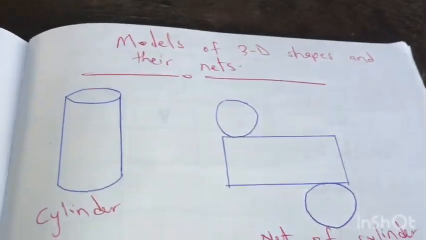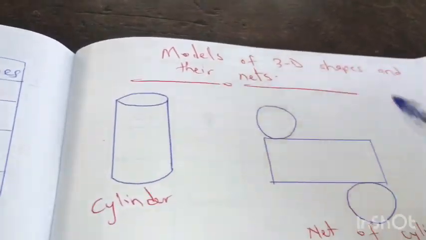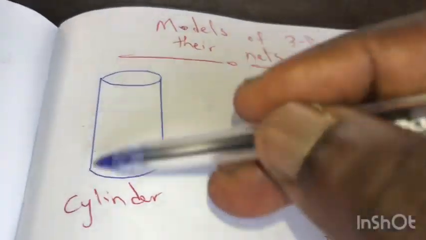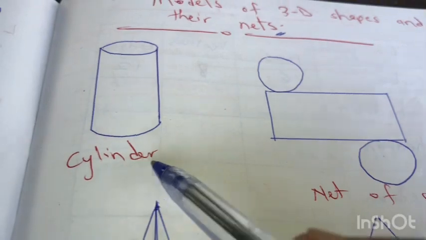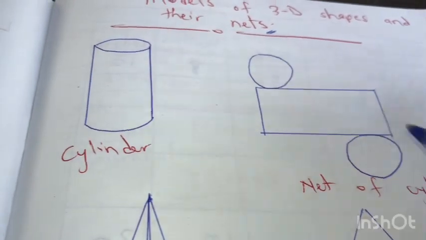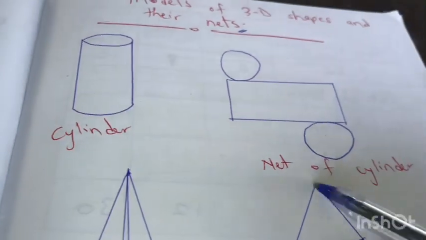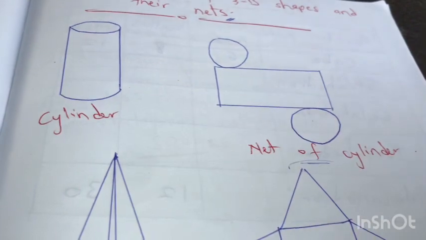Now let's talk about the models of 3D shapes and their nets. When we say nets, it means that when we open the solid figure, what are we going to get? I hope you are getting it. In the cylinder, we have circles, and on the side, a rectangle. So this is the net of the cylinder. Okay, the net of the cylinder.